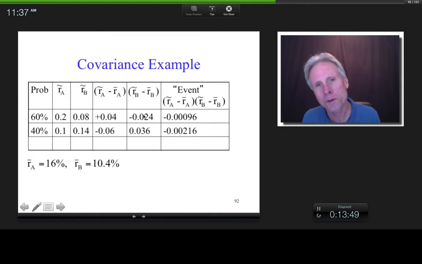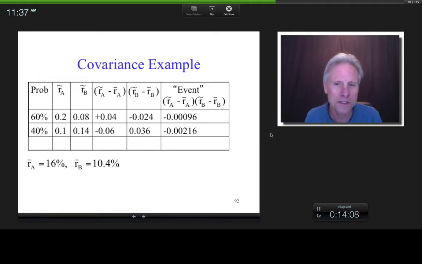So what's our event? Remember earlier on I called the cash flow either $20 or $0. That was the event. Well, now the event is multiplying these two numbers, the unexpected in A times the unexpected in B, for the boom. And same thing for the recession.